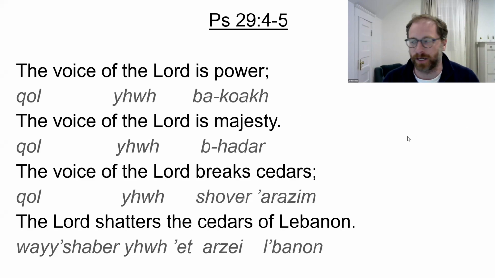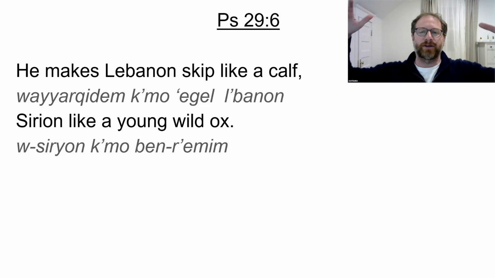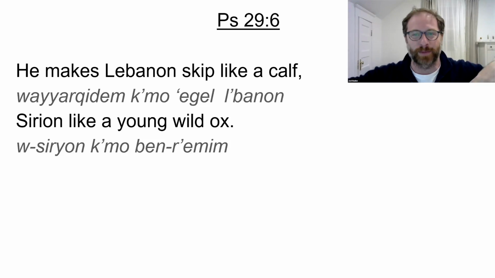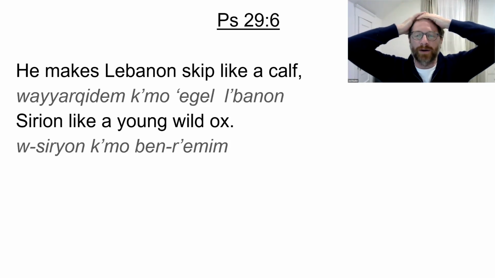I'm going to move on to the next one because suddenly something's different, right? We don't have the voice of the Lord here starting our verse. We pick up Lebanon and Sirion, which is another name of a mountain range. Lebanon and Sirion are the two, and you can see obviously Lebanon and Syria, the names of the countries, come from these mountain ranges.